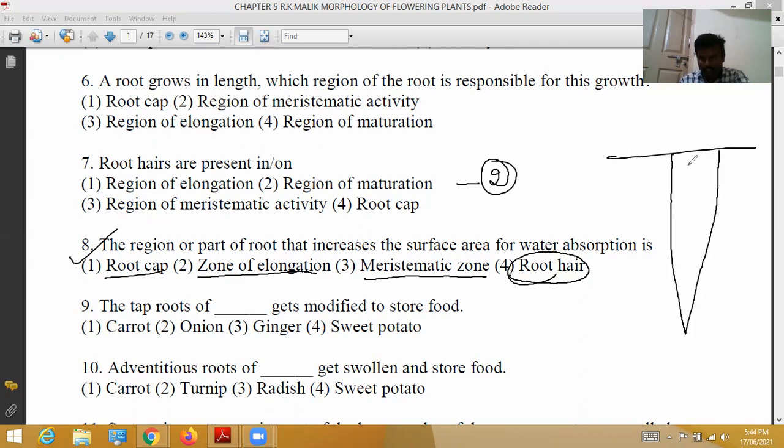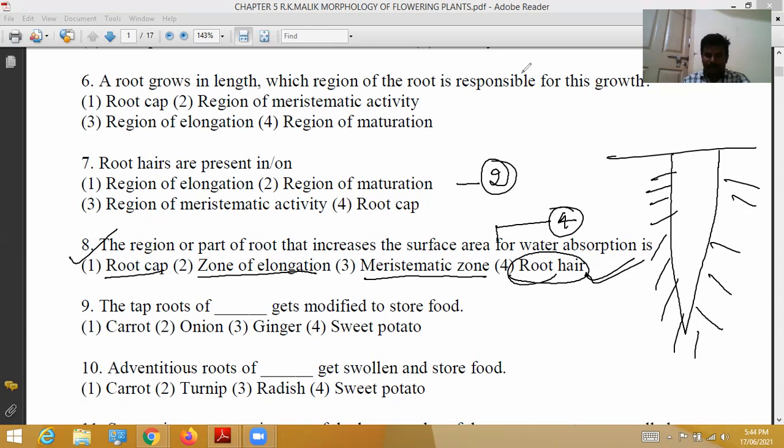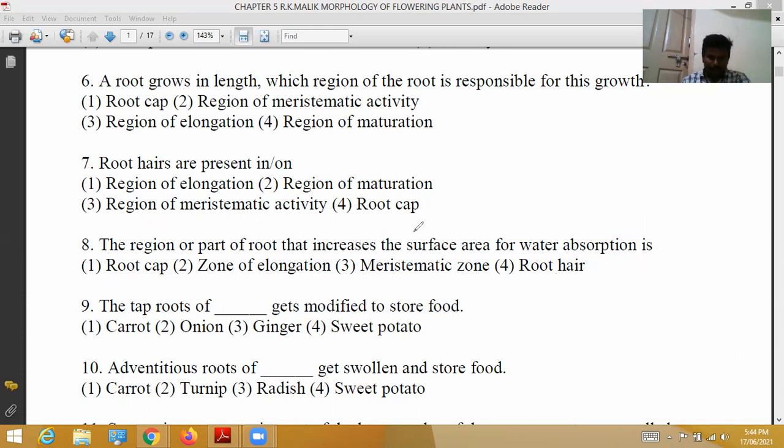So this is a root hair. These root hairs spread over a larger surface area for the absorption of water. So for the 8th question, the correct option is the 4th option. Root hair is responsible for water absorption.